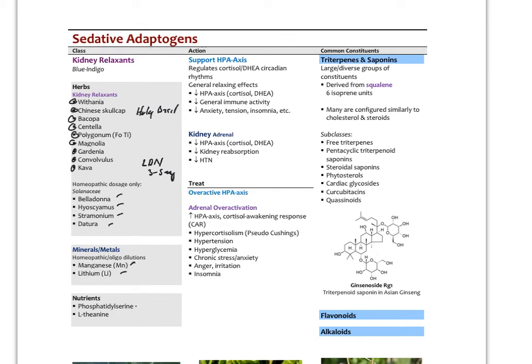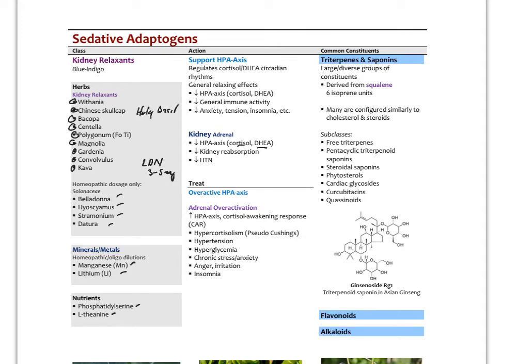Manganese and lithium could potentially also down-regulate the HPA axis. And then phosphatidylserine has a fair amount of literature out there on it, and then L-theanine for decreasing the HPA axis. So in doing so, all of these are going to try to downregulate excess cortisol secretion, hopefully help to improve the ratio between cortisol and DHEA. So that's going to address all those different symptoms.